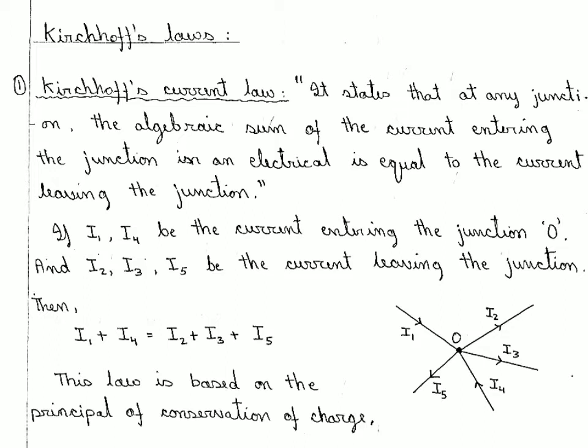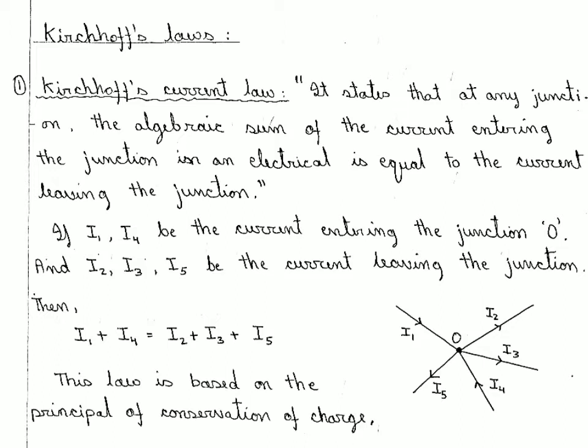The first law is known as Kirchhoff's current law, and the second law is known as Kirchhoff's voltage law. These laws are used to study complicated circuits. So we'll come to the first law, which is Kirchhoff's current law, or KCL. This law states that at any junction, the algebraic sum of the current entering the junction in an electrical circuit is equal to the current leaving the junction.